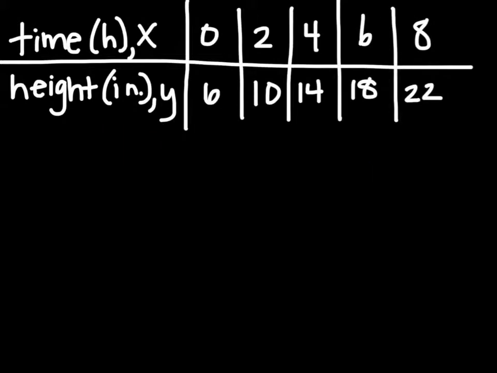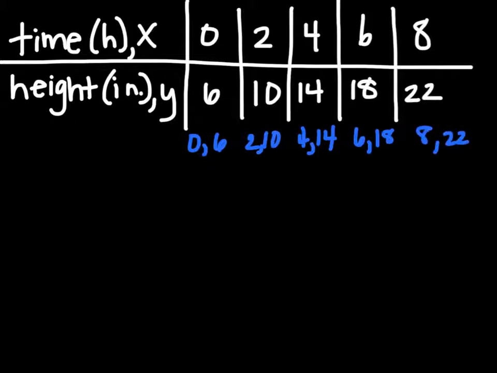Let's work through an example where we're going to write an equation from a table. This table shows a bamboo plant's growth over 8 hours. Show that the table represents a linear function, and then write an equation for the function. So let's begin by simply graphing our ordered pairs, which are (0, 6), (2, 10), (4, 14), (6, 18), and (8, 22).